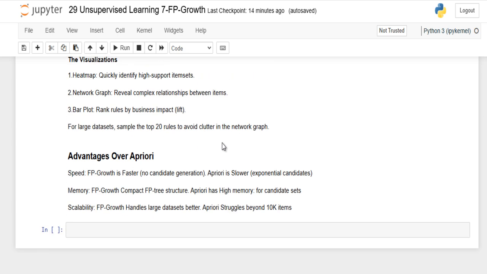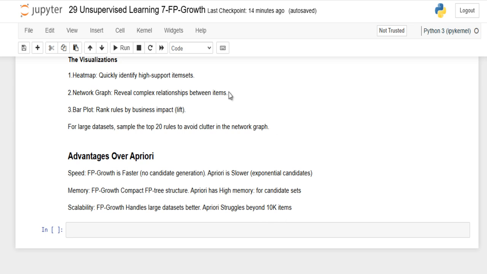Advantages of FP growth, rather than Apriori, over Apriori. Number one is speed: FP growth is faster, no candidate generation required. Apriori is slower, as exponential candidates are required. For memory, FP growth uses a compact FP tree structure, while Apriori has high memory use for the candidate set. Scalability: FP growth handles large data sets better. Apriori struggles beyond 10K items.